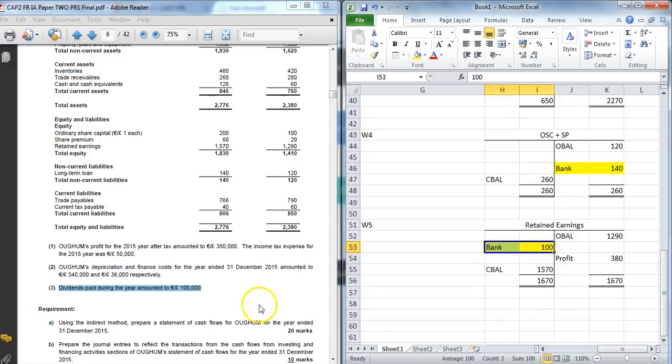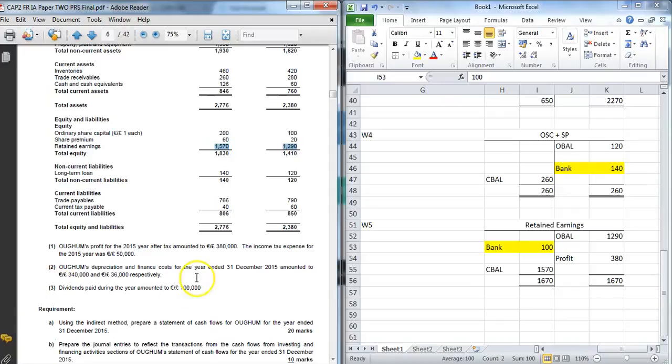In some questions, you may not be told what the dividends are, but you should be able to prove from the movement in retained earnings that it will be the plug figure. So just watch out and put a note there that even if that note 3 wasn't there, you could still figure out the dividends are 100,000 euro by the movement in the retained earnings T account.